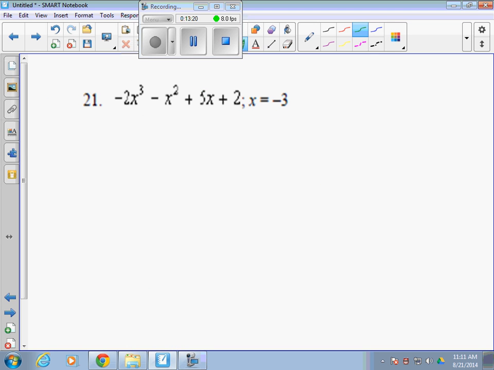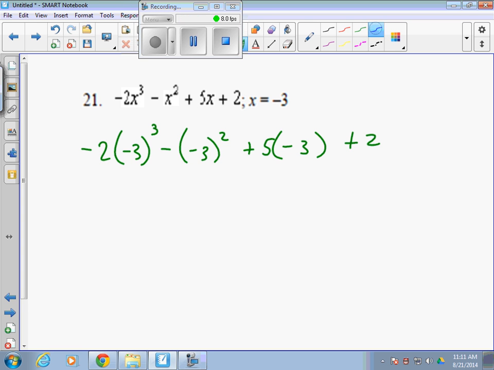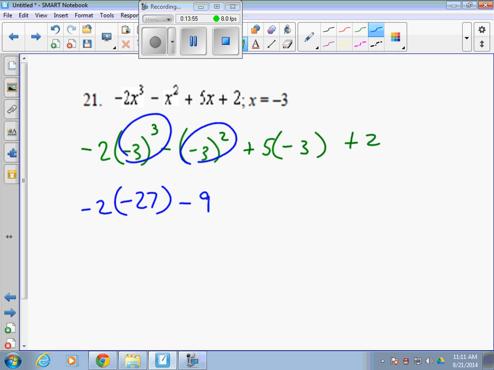And then the very last one you have to do is negative 2x to the third minus x squared plus 5x plus 2, again when x is negative 3. So negative 2 times negative 3 to the third minus negative 3 squared, that's the part where you might make a mistake, plus 5 times negative 3 plus 2. Do your exponents first. Negative 3 to the third, a negative times a negative is going to be a positive 9, times another negative is going to be a negative 27. So you have negative 2 times negative 27 minus negative 3 squared, which is going to be a positive 9.